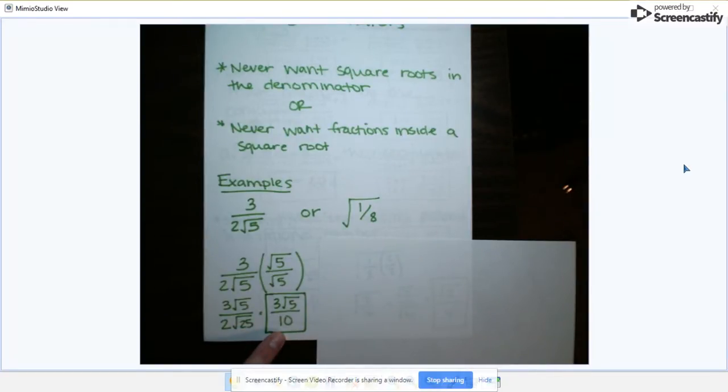on the denominator. Whenever you take a square root times itself, it will always be that radicand, that number inside. So this simplifies to be 5, and that's where I get 2 times 5 is 10.